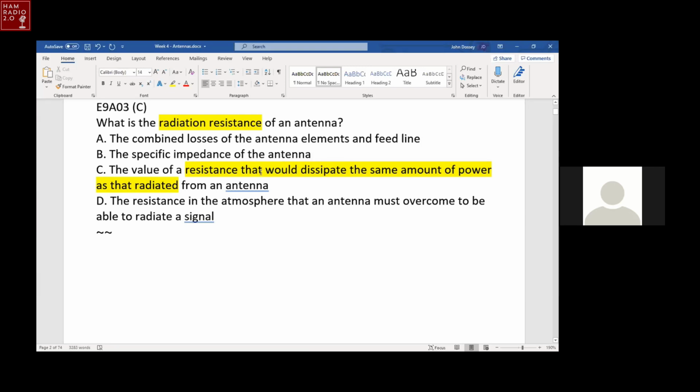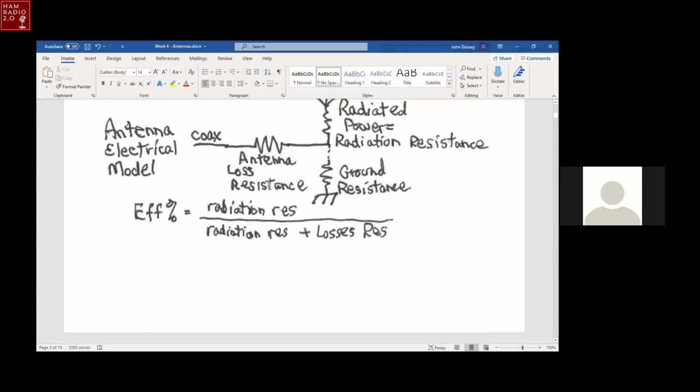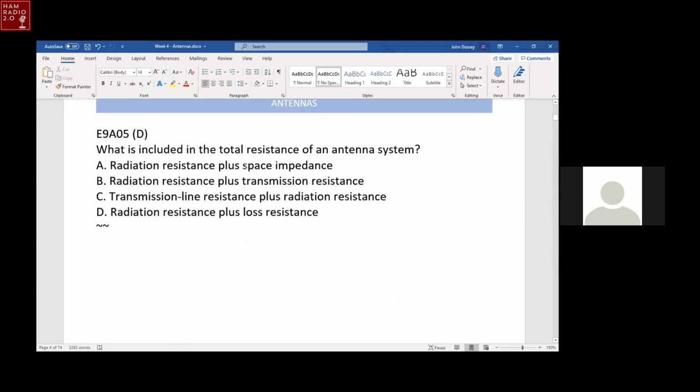Any power that's dissipated in resistance or loss or ground loss or loss in the elements of an antenna, in the case of a Yagi, or the 2 elements of a dipole. You got 2 quarter wave elements in a dipole, is just lost to heat and it's just gone. So that's the model we talked about.